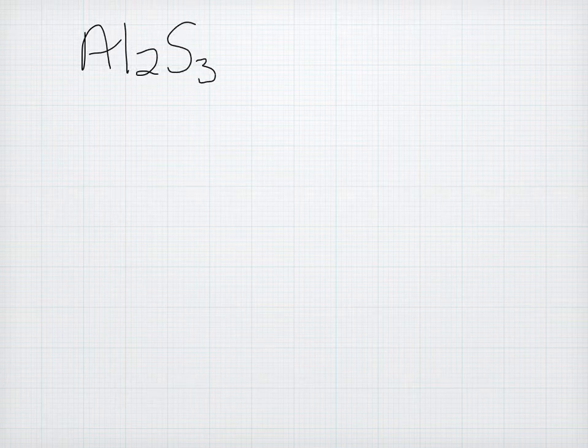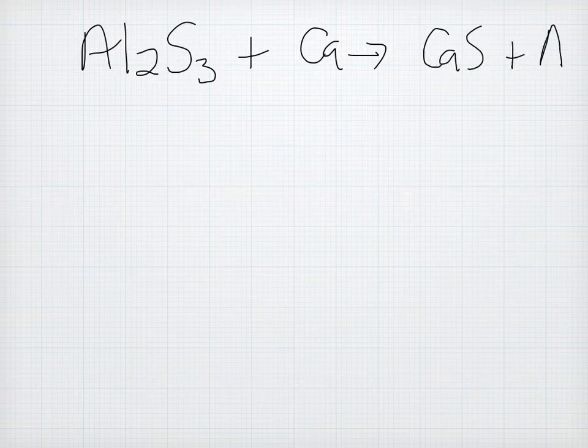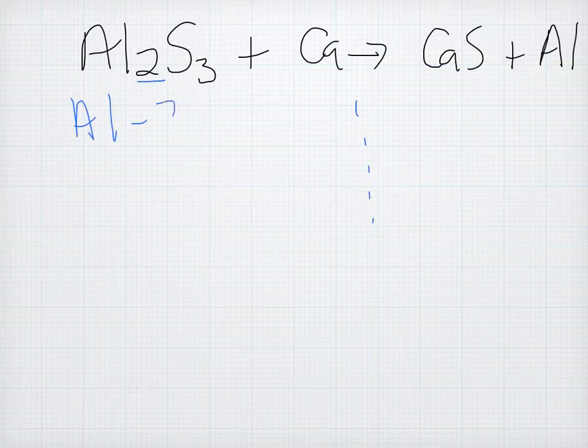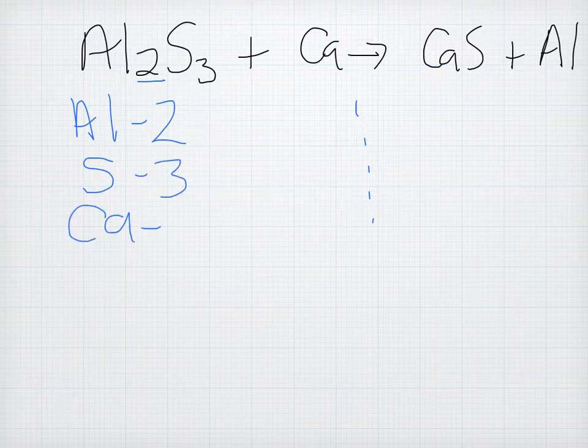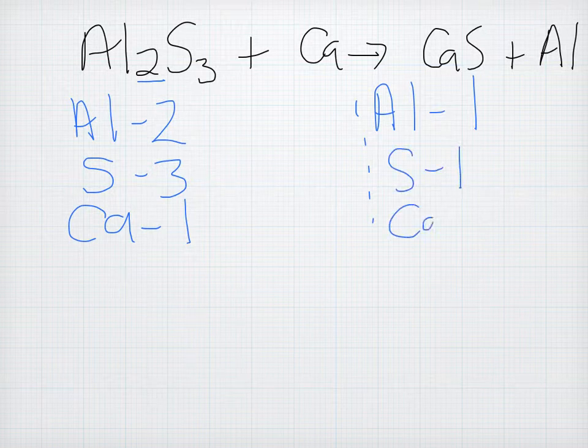Now, let's go a little bit more complex. Let's look at Al2S3 plus Ca gives us CaS plus aluminum. So let's count what we have. Al, I've got 2. S, I've got 3. Ca, I have 1. So again, I count. Again, Al, I have 1. S, I have 1. Ca, I have 1. So my Cas are good. My S's are not, neither are my aluminums.